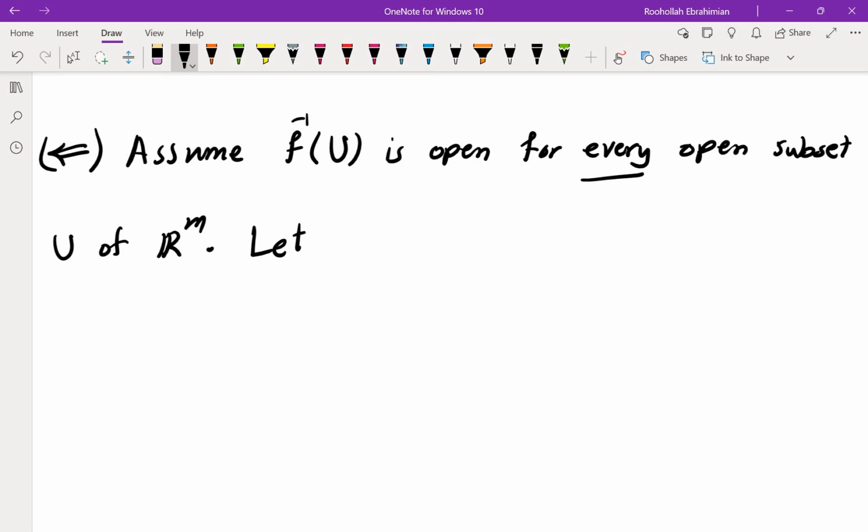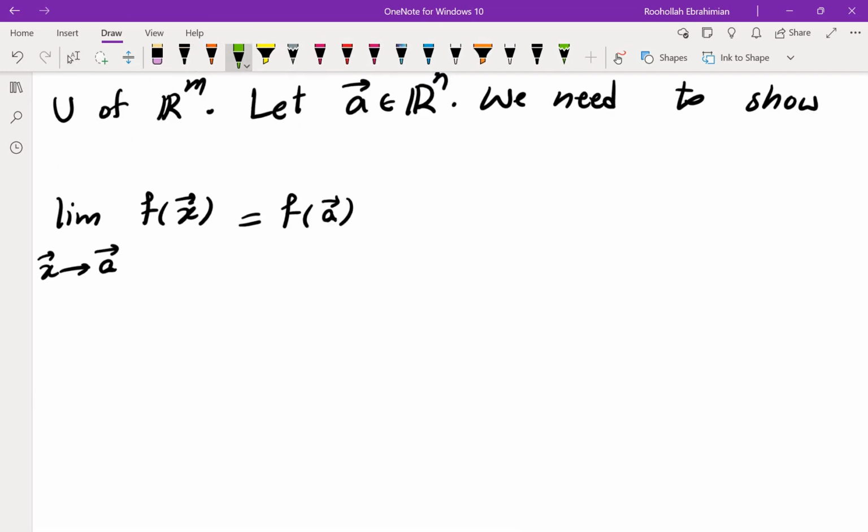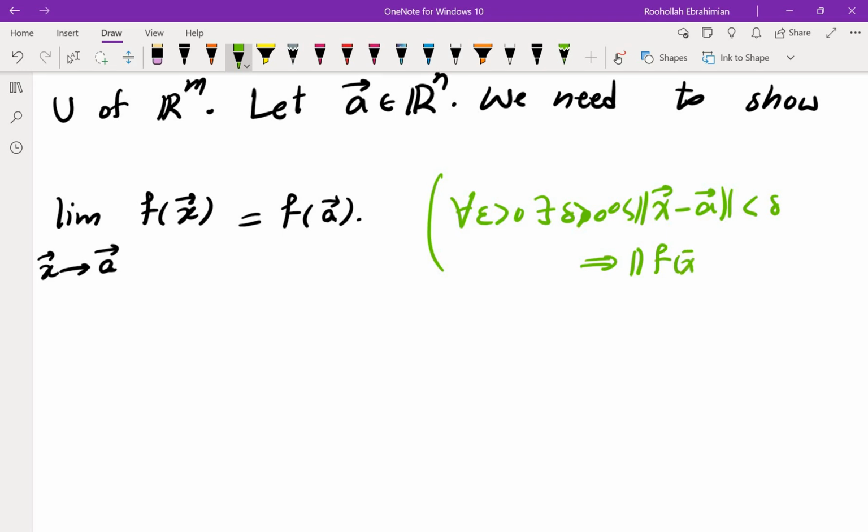So let A be something in the domain. We need to show that the limit of f of x as x approaches A is in fact f of A. So what are we trying to do? The objective is to show that for every epsilon positive there is a delta positive, such that anytime the distance between x and A is less than delta, the distance between f of x and f of A is less than epsilon.